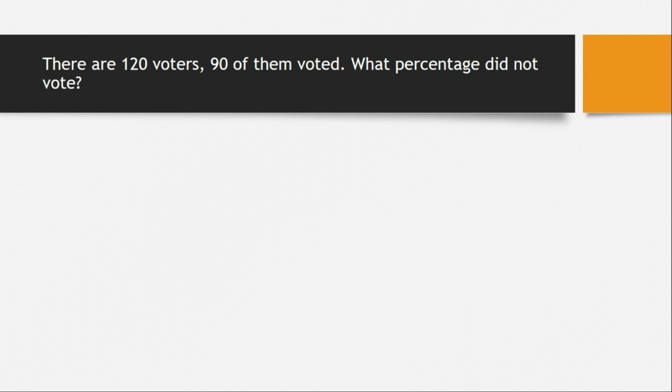There are 120 voters, 90 of them voted. So what percent did not vote? How many total voters are there? 120. How many of them have voted? So we need to find out first how many of them have not voted. So not voted is 120 minus 90, that is 30.